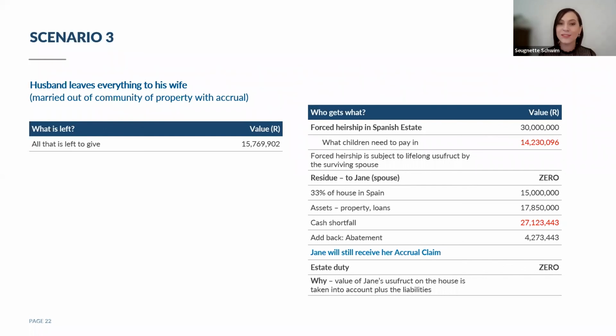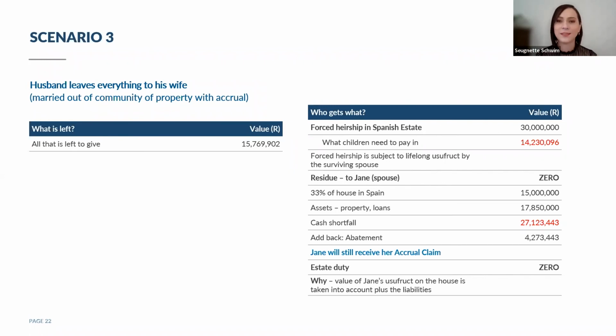There's a little bit of a silver lining then. She still gets her accrual claim. Remember, they got married 20, 25, 30 years ago, and she negotiated that accrual claim. So she gets her accrual claim of 43 million, 45 million, but she had to sacrifice everything else. And then we know that because of how all of these expenses came into play, this estate, which is a large estate of 114 million, at the end of the day, doesn't pay any estate duty.